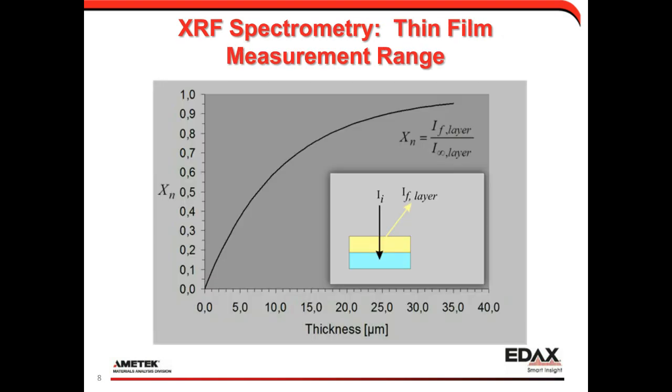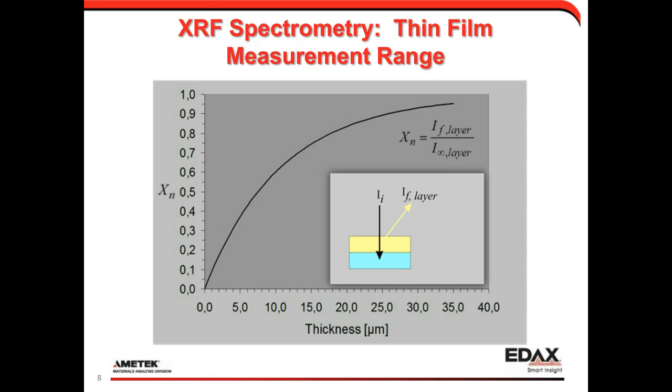Okay, here we're looking at sort of a general cartoon of thin film measurement range. On the x-axis, we see film thickness. On the y-axis, we have the X-ray intensity. And then there's a little cartoon showing a yellow layer on top of a cyan substrate layer. In this particular case, we're measuring the direct emission signal coming from the coating.